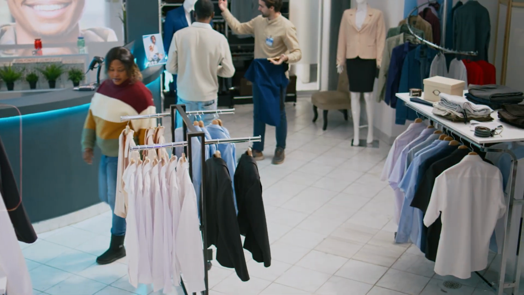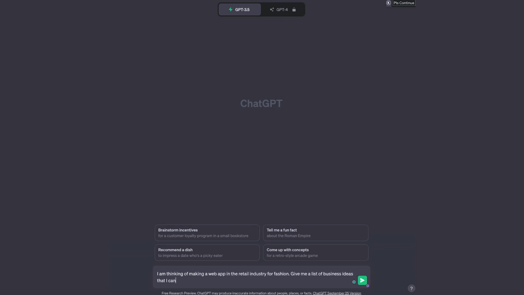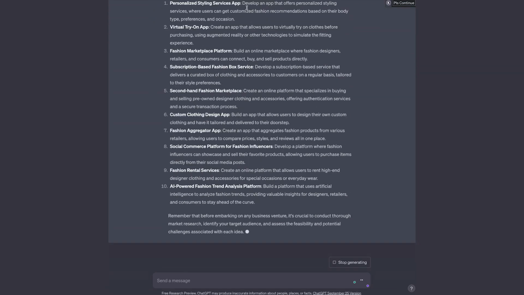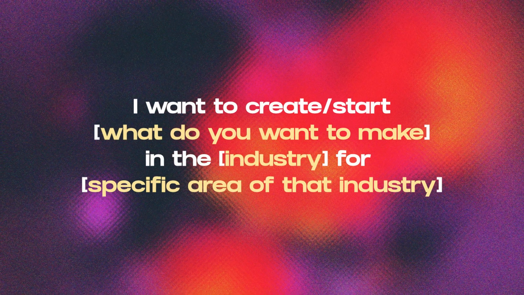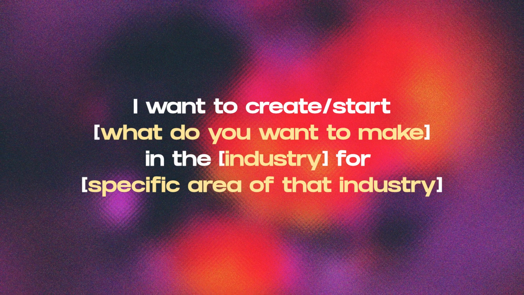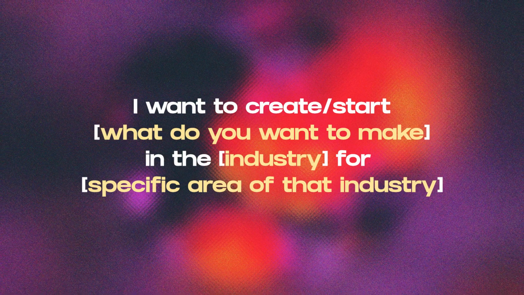Once again, be more specific. For example, "I am thinking of making a web application in the retail industry for fashion. Give me a list of business ideas that I can do that would be lucrative." For this, just think of using a general format like "I want to create/start" and then inserting what you want to make, indicating which industry you are in, and then the specific industry.